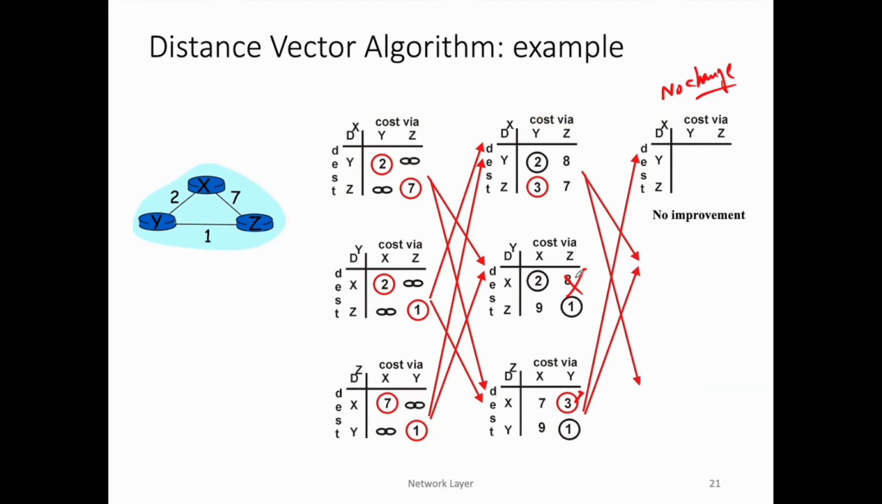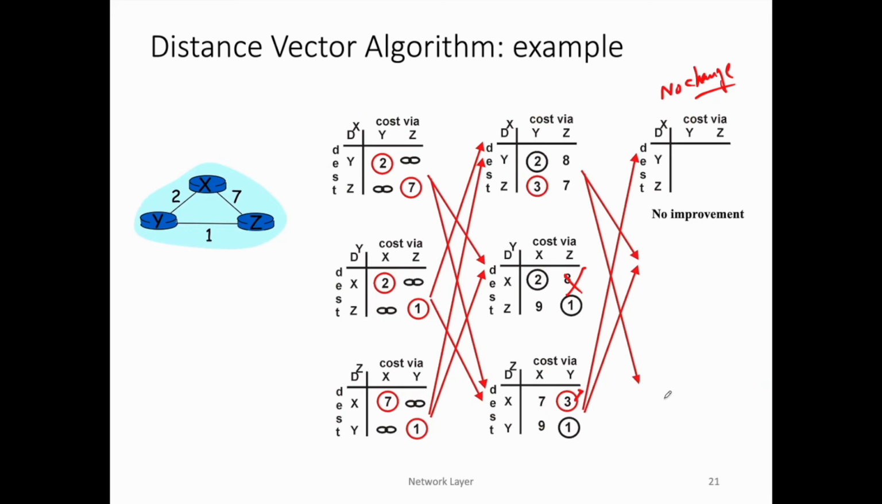And similarly, what message does X have to send to Z? X has to inform Z that the cost to reach from X to Z has changed from 7 to 3. Will we have any improvement in the table of Z? No. So no change in the table of Z.